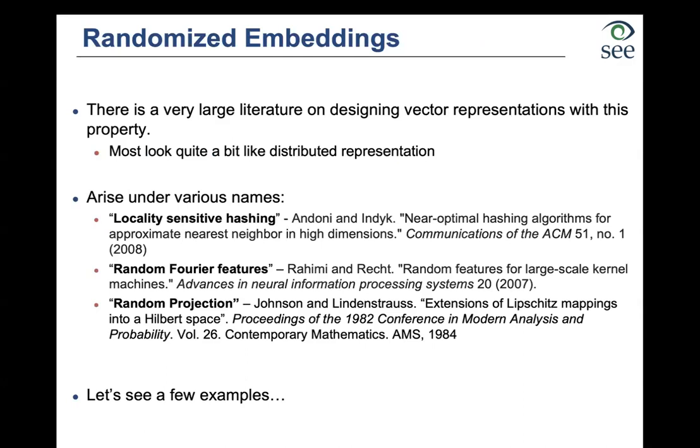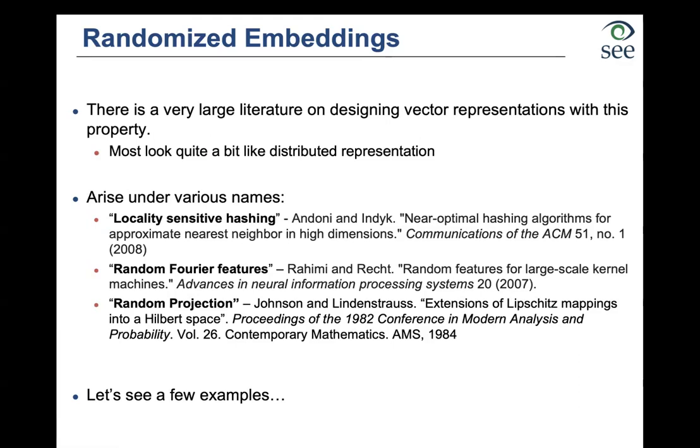So in fact, there's a very large literature in machine learning on designing representations of data that have this property, where we have some sort of random map to a higher dimensional space, and if we look at dot products between embeddings in that space, they recover some underlying notion of similarity on the data. And the techniques for doing this look in many cases quite a bit like the techniques that we use in hyperdimensional computing.